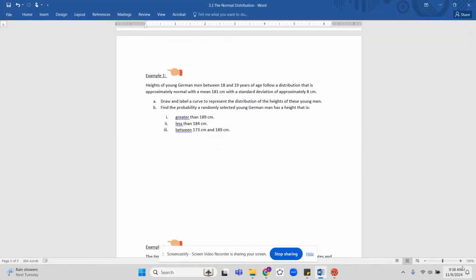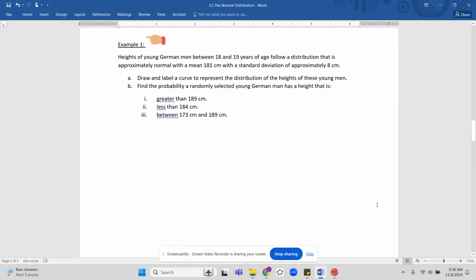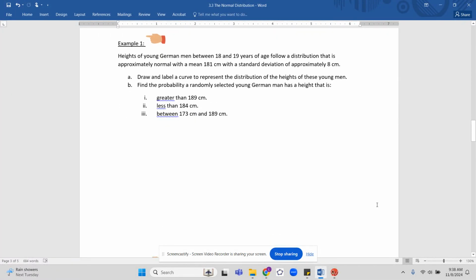Hello. We're going to start with our first example. We have the heights of young German men between 18 and 19. They follow a distribution that's approximately normal with a mean of 181 and a standard deviation of approximately 8. So the first thing I write is I want to define my random variable x, which is the height of 18 to 19 German men.